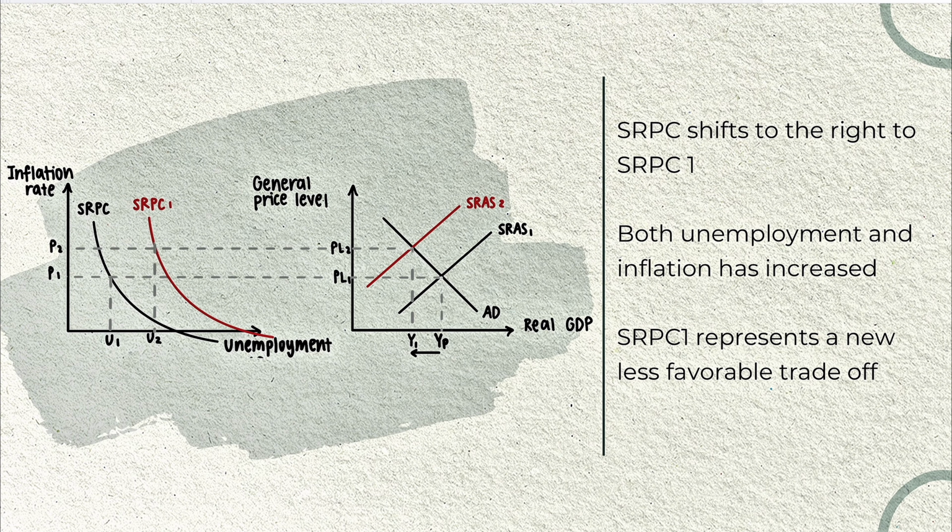And due to these higher costs of P2 and higher levels of unemployment, U2, there'll be a shift of the short-run Phillips curve from SRPC to SRPC1, as this represents a new and less favorable trade-off between the two.